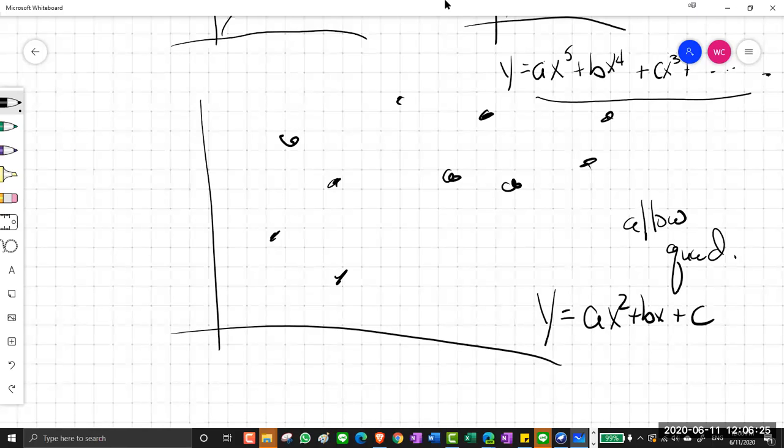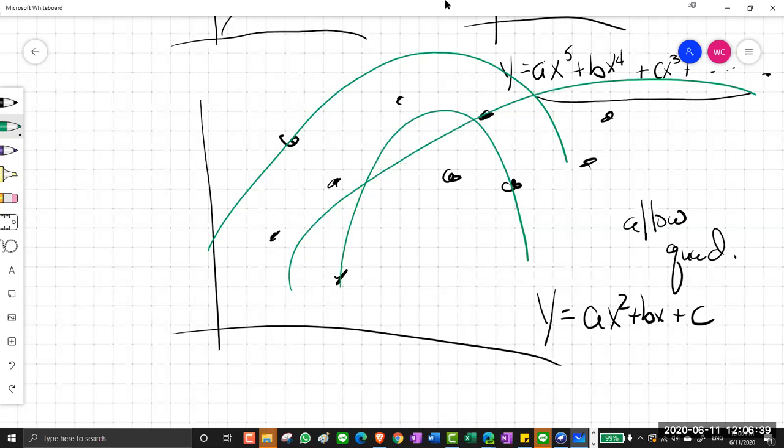But now we have to decide what a, b, and c are, because there are so many different quadratic models. We could have a parabola that looks like that. We could have a parabola that looks like that. We could have a parabola that looks like that. There are many, many different parabolas. We have to decide which one. That's what she's focusing on now. In other words, what is the a, the b, and the c? So we're limiting ourselves to quadratic models, but then we have to estimate these things, or decide what the a, the b, and the c are.